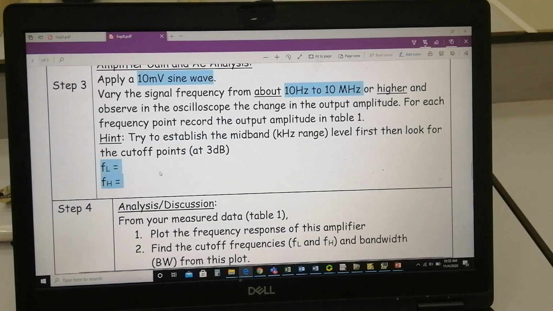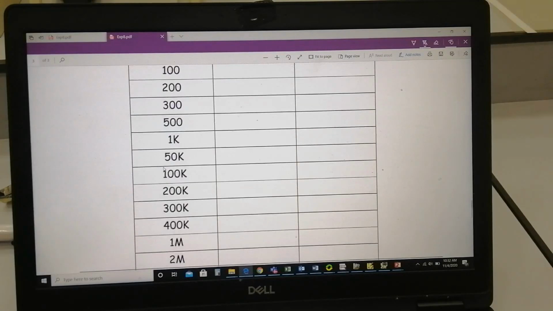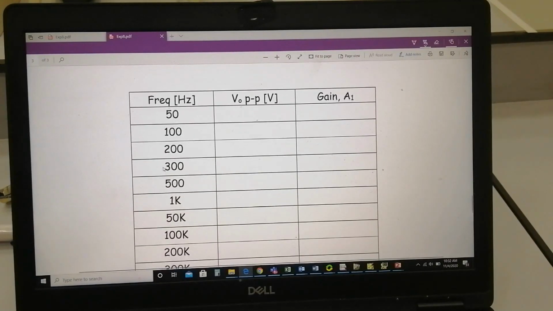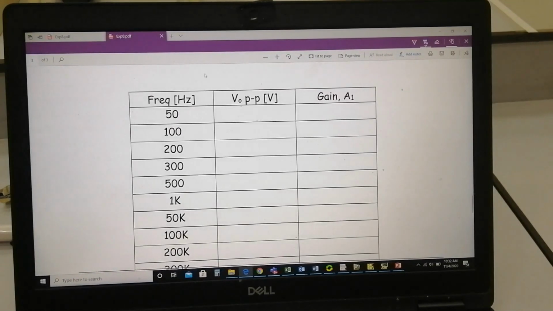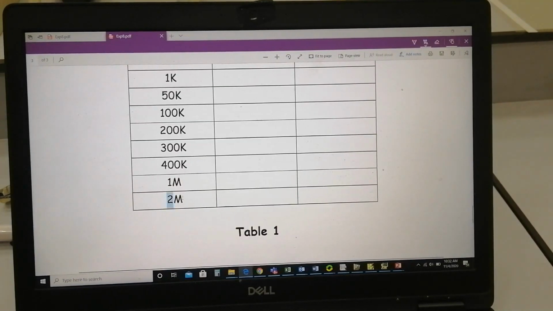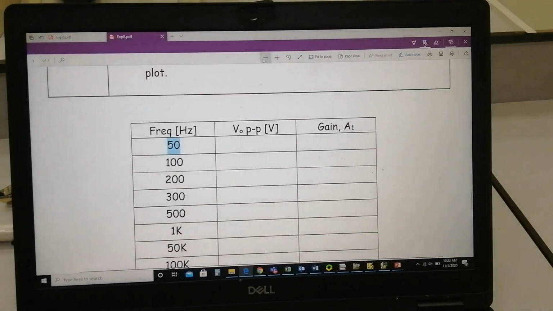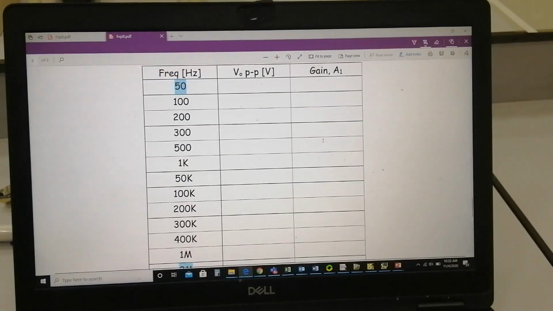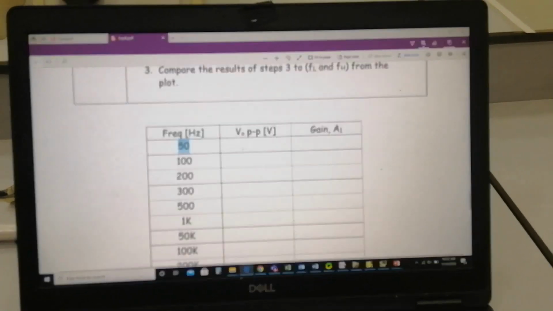What are the F low and F high from the reading? We are going to complete this table. We will vary from 10 hertz to 10 megahertz, but our table only requires from 50 hertz. We will vary the frequency up to 10 megahertz and determine what the outputs are as we change the frequency.